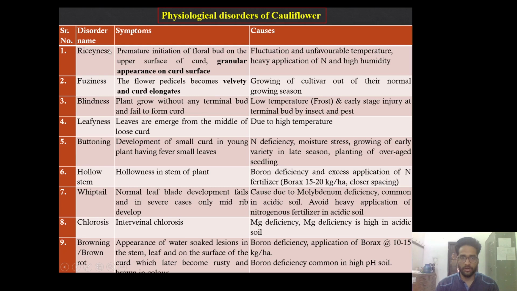Now, physiological disorders of cauliflower. Please remember the physiological disorders in all vegetables are very important. So, remember this. In cauliflower, the physiological disorders are riciness, fuzziness, blindness, leafiness, buttoning, hollow stem, whiptail, chlorosis, browning or brown rot. You can take a screenshot of this. Please remember the causes of these physiological disorders, and they may also ask the symptoms. Or in the exam, they may give a symptom and ask the name of that physiological disorder. So please remember this table.